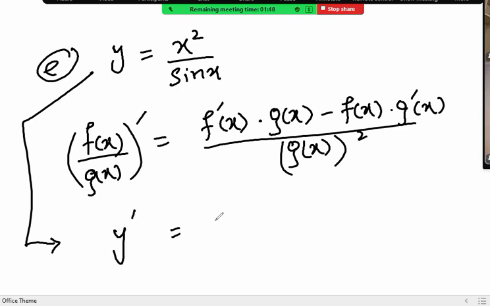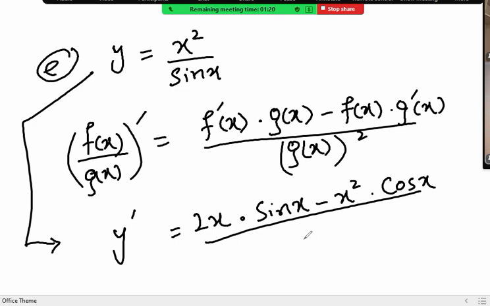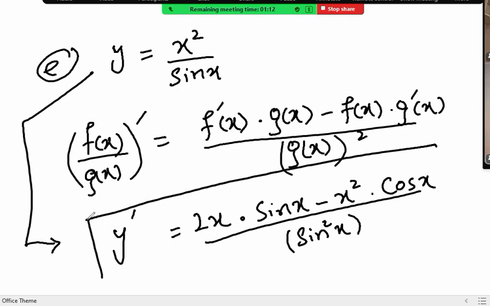So that is it. For example, let's apply that on the previous question. So y dash equal f dash x. We have x square, so f dash x will be 2x, dot g of x, the denominator sin x as it is, minus f of x as it is, which is x squared, and cos x, divide by sin squared x. So that's the answer. This is the derivative.